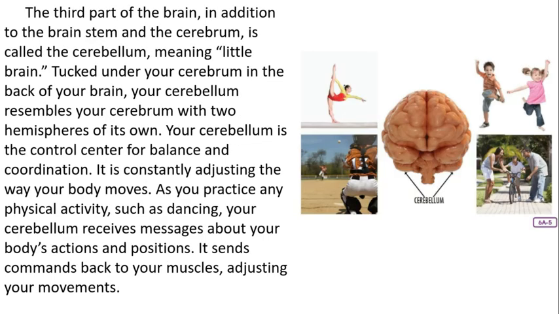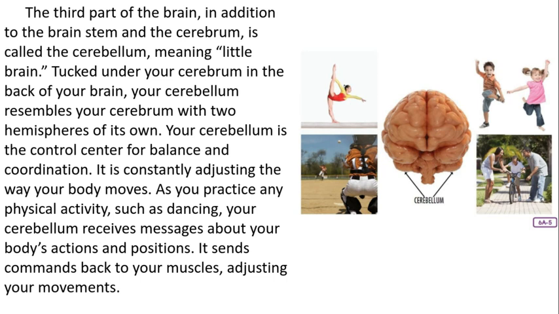The third part of the brain, in addition to the brainstem and the cerebrum, is called the cerebellum, meaning little brain. So you can see in the small diagram in the middle of this picture, we have the cerebellum at the bottom of our brain, right there. Tucked under your cerebrum in the back of your brain, your cerebellum resembles your cerebrum with two hemispheres of its own. Your cerebellum is the control center for balance and coordination.